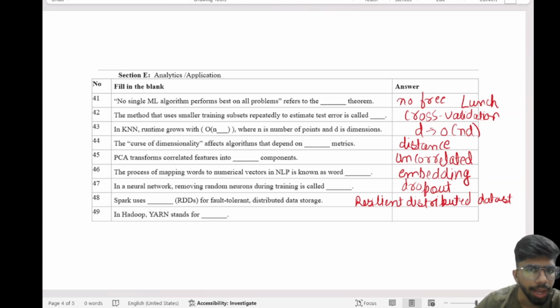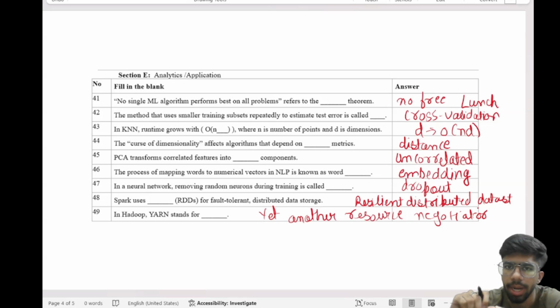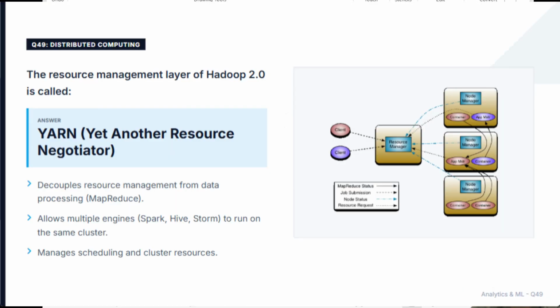So next question: in Hadoop, YARN stands for Yet Another Resource Negotiator. YARN is the Hadoop cluster resource manager. It manages CPU, memory, scheduling of tasks, and communication between nodes. It enables Hadoop to scale across thousands of machines.